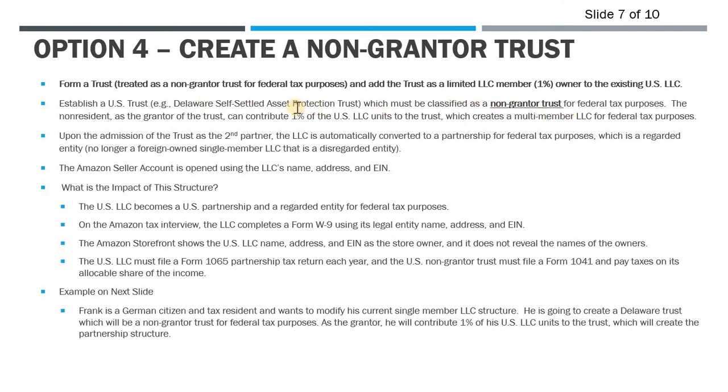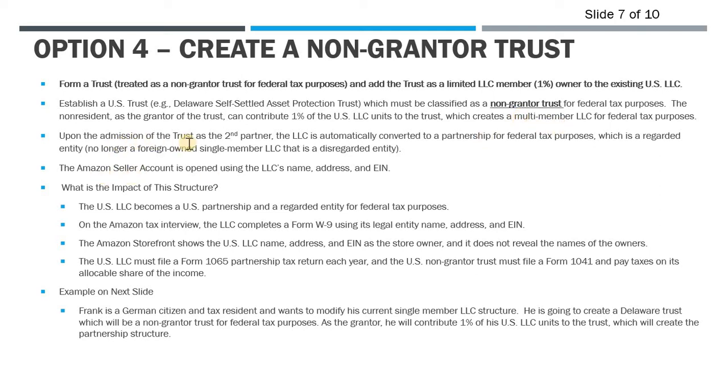Whatever kind of trust you set up, this is a very precise type of Delaware asset protection trust, but it doesn't have to be. It can be a variety of other different kinds of trusts. It could be a charitable trust. The point is, it has to be non-grantor. If it's a grantor trust, then it just flows through to the owner anyway, and you don't get this partnership tax treatment that we're going for.